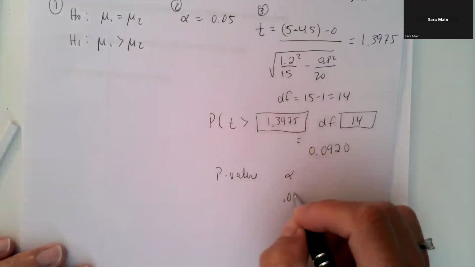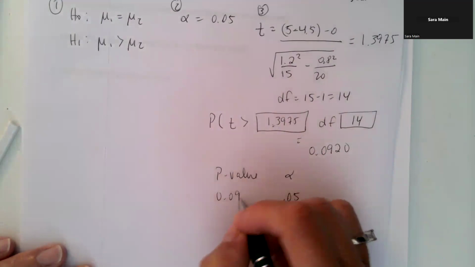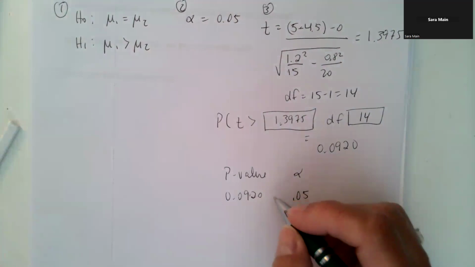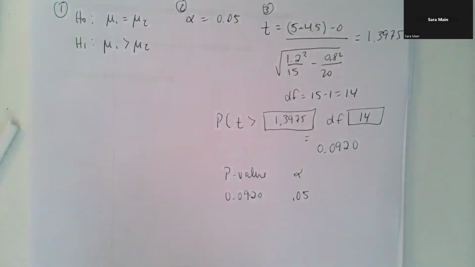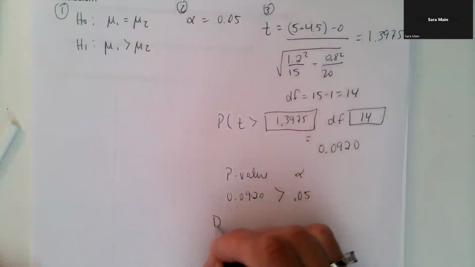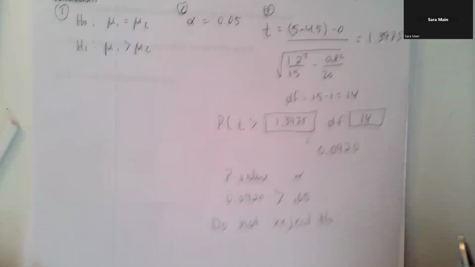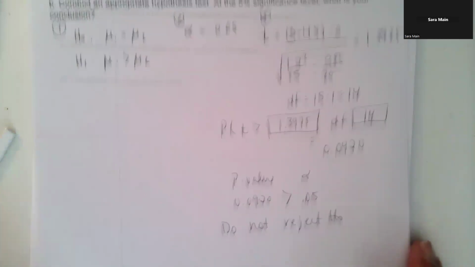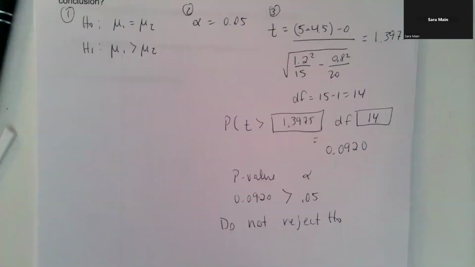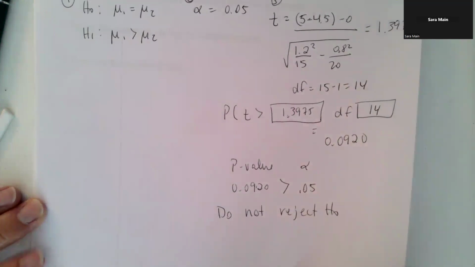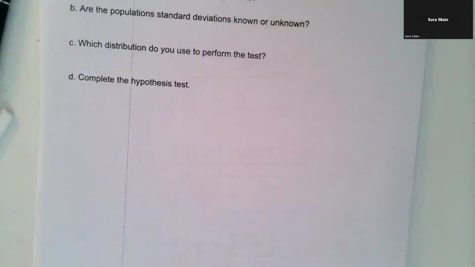So 0.05, and my p-value is 0.0920. And so since it's greater than that, we would not reject H0. So we can't say that there's a difference. And we saw that in the lesson as well.